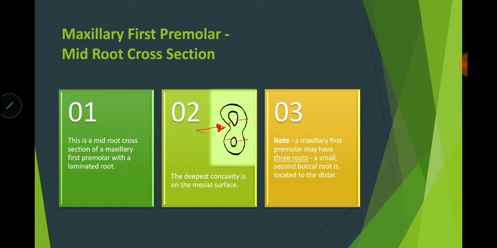The maxillary first premolar may have 3 roots, with a small second buccal root located to the distal. So maxillary first premolars may have 3 roots, and mandibular canines may have 2 roots.